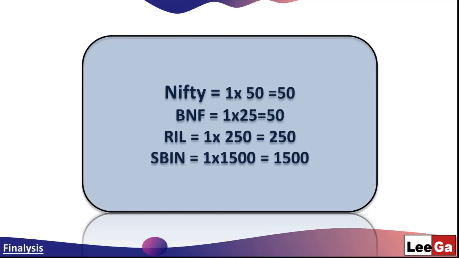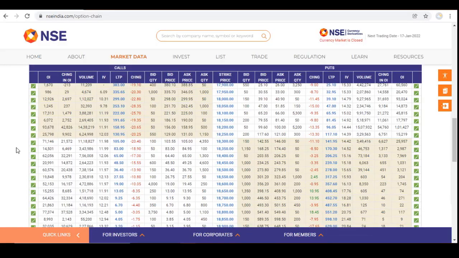Alright, clear? So coming back to the option chain now, as I have already told you, open interest signifies the number of open contracts at that particular level. So if, say, the market is at a current level of 18,300, there are 71,146 call contracts at Nifty's this level. It is a dynamic value and keeps on changing with time.